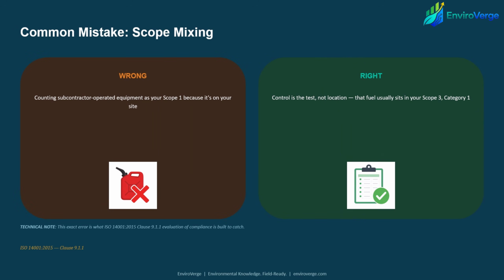Remember the generator from the start of this video? Here's the mistake that scenario was built to test. Counting a subcontractor's equipment as your own Scope 1 because it's on your site. Wrong. Control is the test, not location. That fuel usually sits in your Scope 3, Category 1. This exact error is what ISO 14001-2015 Clause 9.1.1 is built to catch.